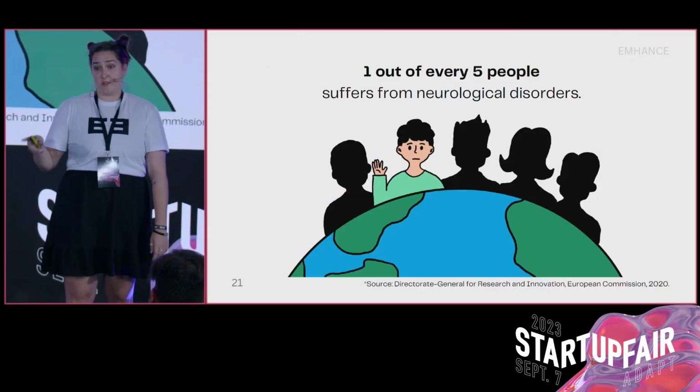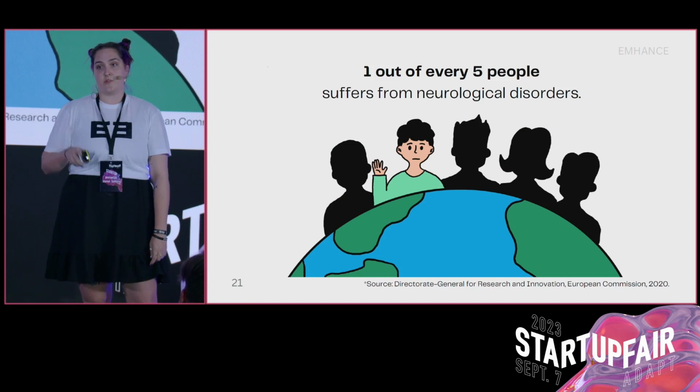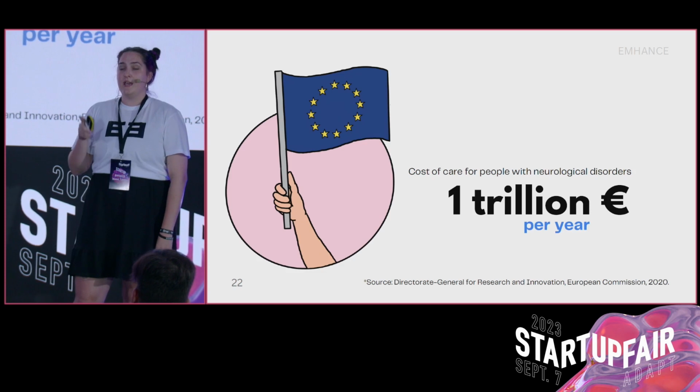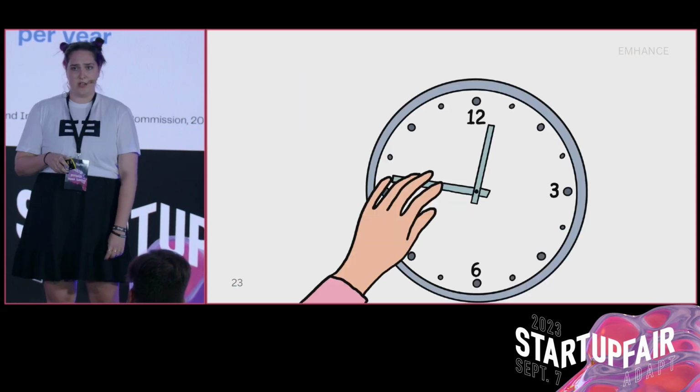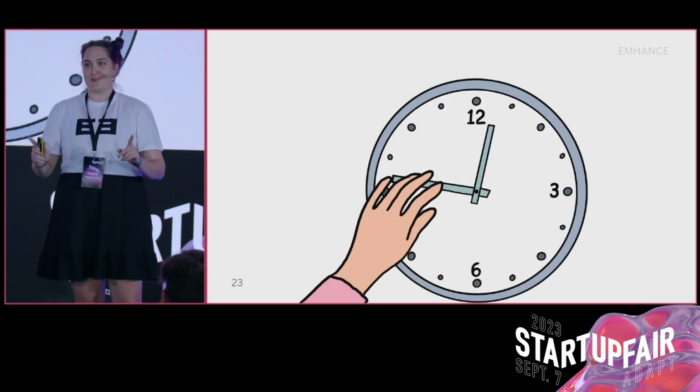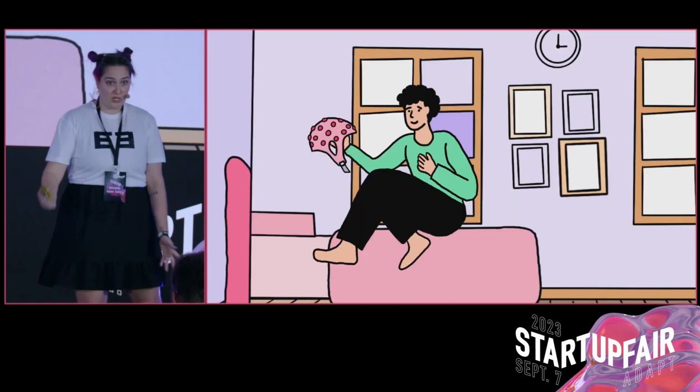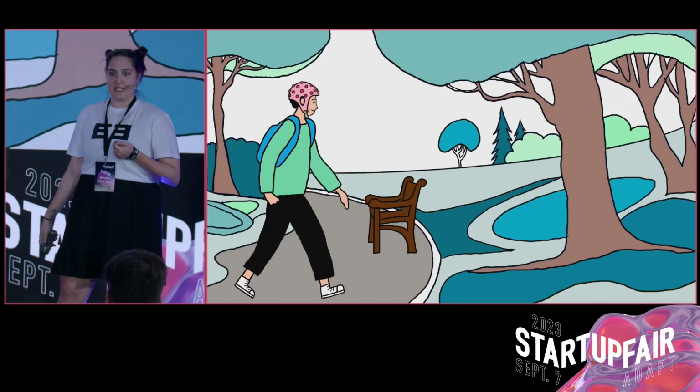Mr. S is 1 out of every 5 people in this world that are suffering from neurological disorders. The cost of care for these people in the European Union alone has reached 1 trillion euros per year. So what if things could be different? What if things could change? What if Mr. S could wake up, put on a hat, and resume his normal activities?